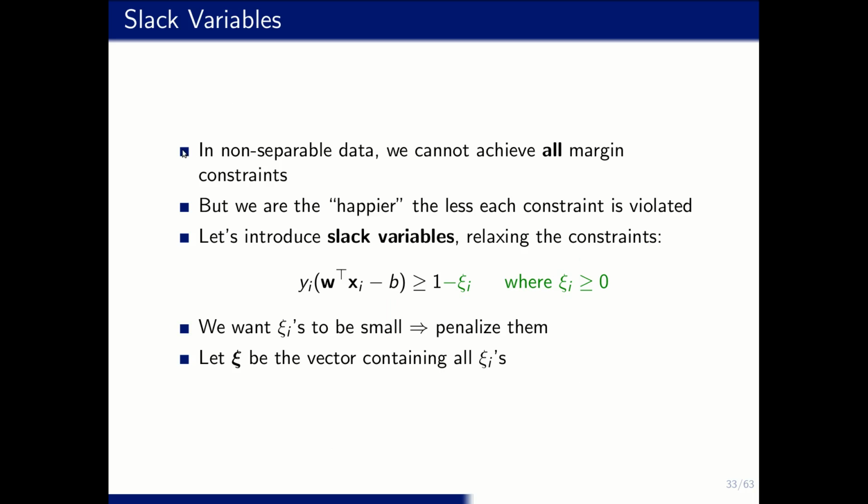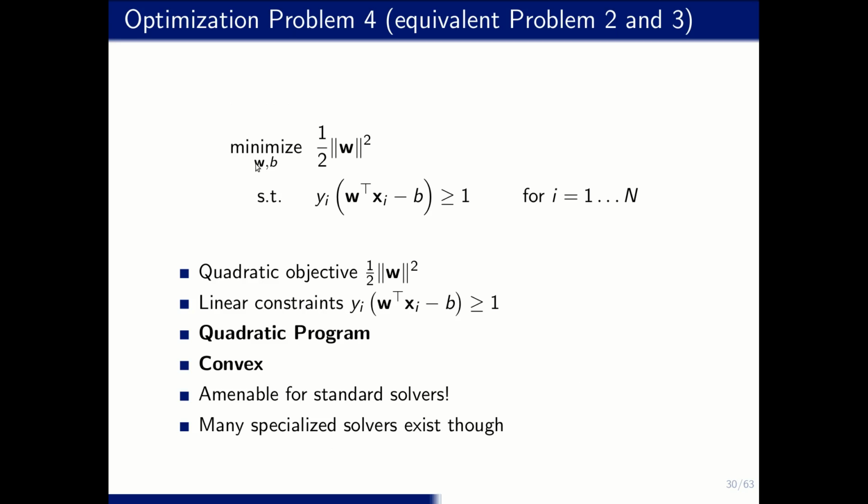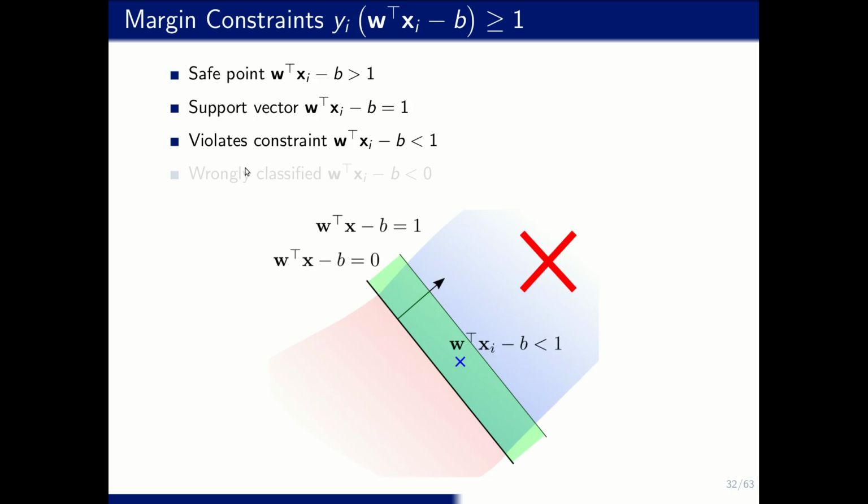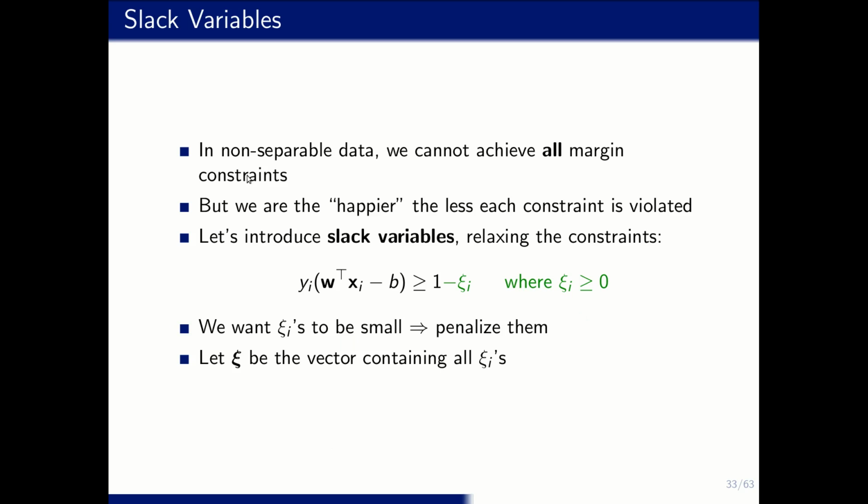Since in non-separable data, we will never be able to achieve all the margin constraints. If the data points are overlapping, then there won't exist a separating hyperplane, and the optimization problem will be infeasible. So this original optimization problem will be infeasible, and we will not find a separating hyperplane. Therefore we have to relax our constraints. As we just saw in the previous example, we are more happy the less a constraint is violated. And we can now express this happiness with so-called slack variables.